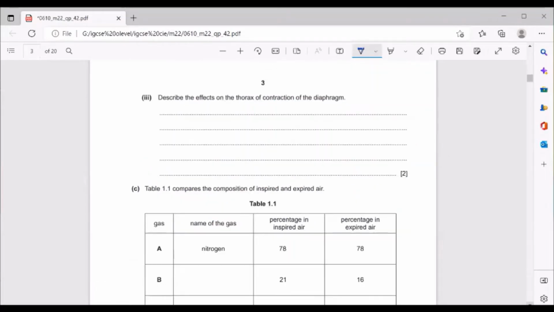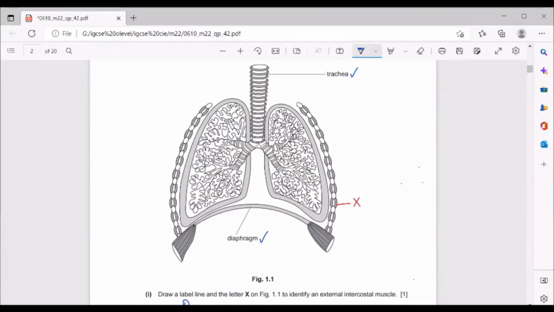Okay, next, let us look at question B3. Describe the effect on the thorax of contraction of the diaphragm. Now, where is the diaphragm? Let us refer back to the picture. Here we go. This is the diaphragm, right? So the diaphragm looks like this. It has a dome shape when it is relaxed. So when the diaphragm relaxes, the diaphragm has a dome shape.